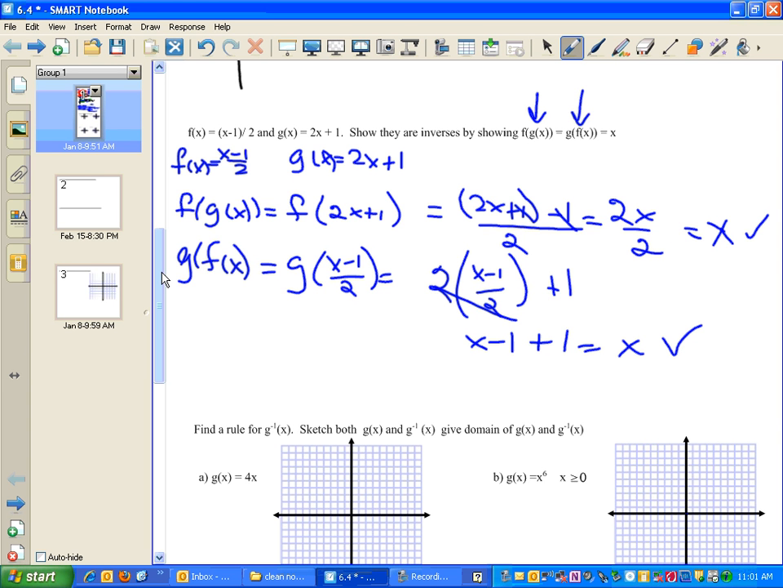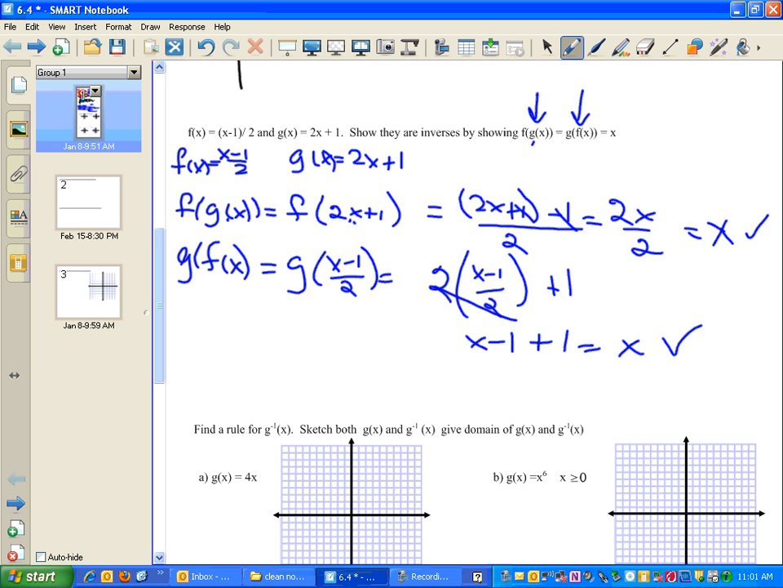So these are my functions. I gave them to you. If I'm doing f of g of x, which is what I have to do, and my g of x is defined to be 2x plus 1, I'm going to put that in to this spot right here. So that's 2x plus 1 minus 1 over 2. The 1's drop out, the 2's cancel, and I get x. And I have to get x. That's the only answer I can get if there's to be inverses of each other. And then I did it the other way because I have to do it both ways, g at f of x.